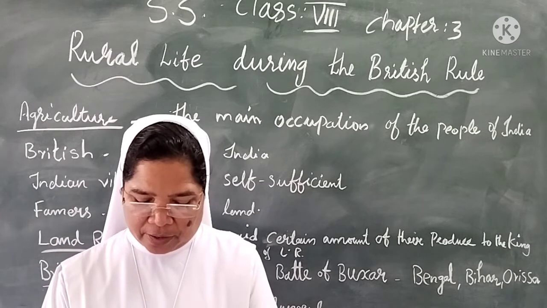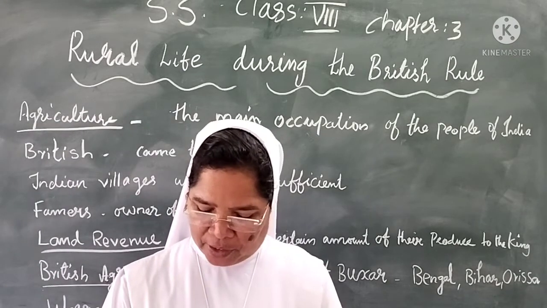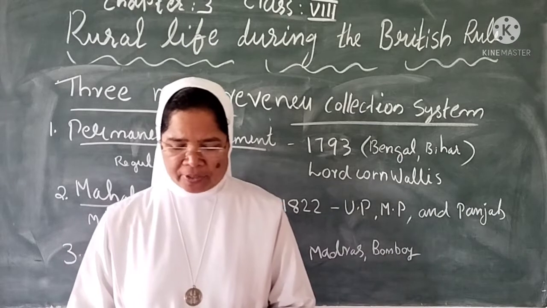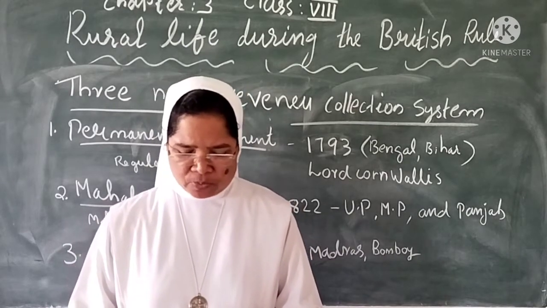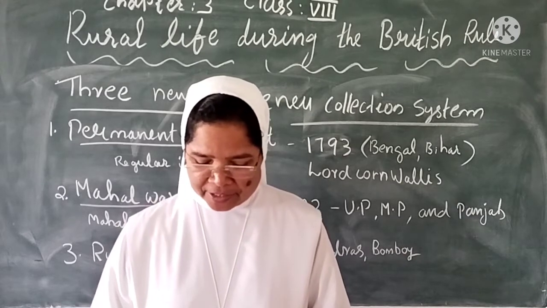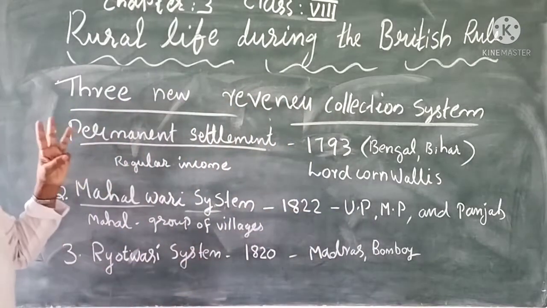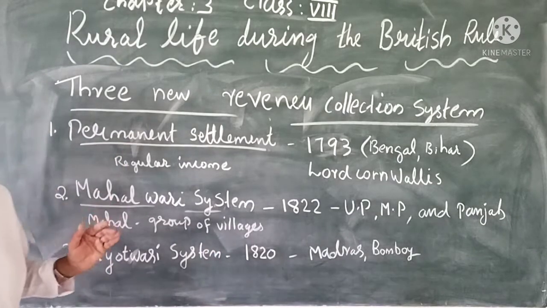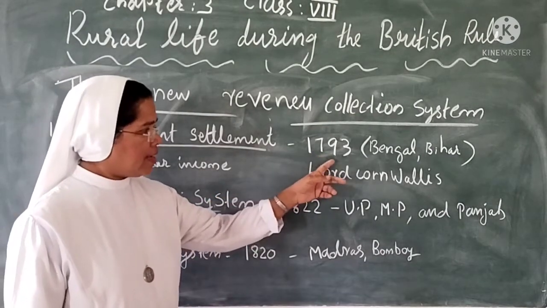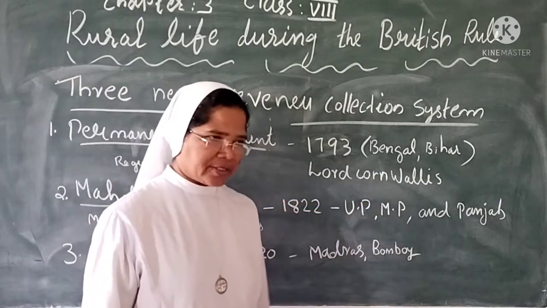The company introduced 3 new revenue collection systems. The first one is the permanent settlement in 1793. This started in Bengal and Bihar. Who introduced this? Lord Cornwallis.